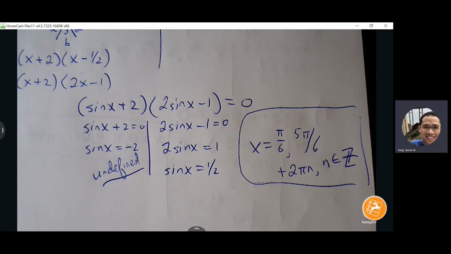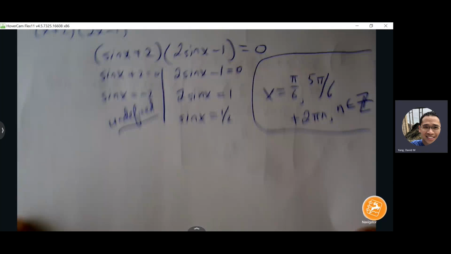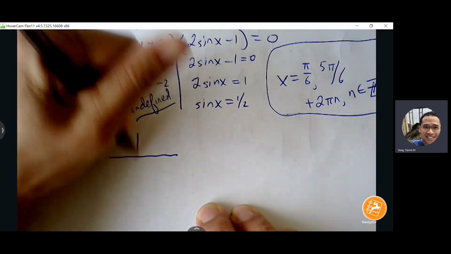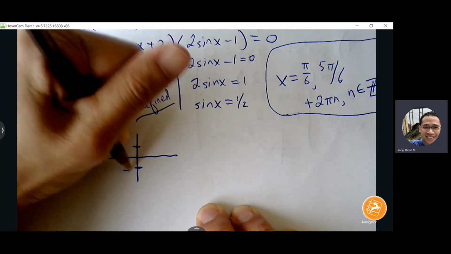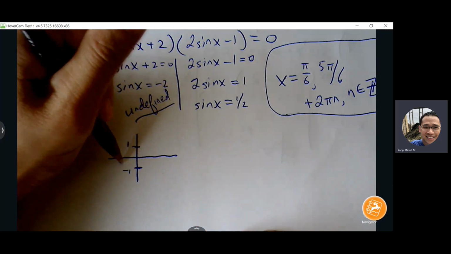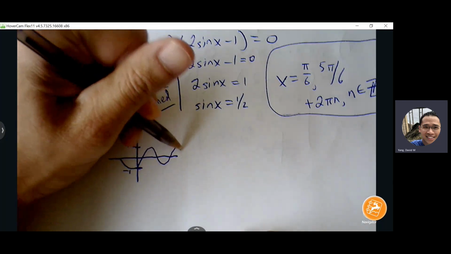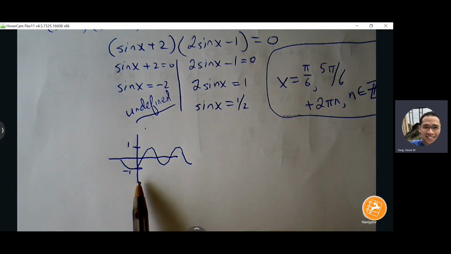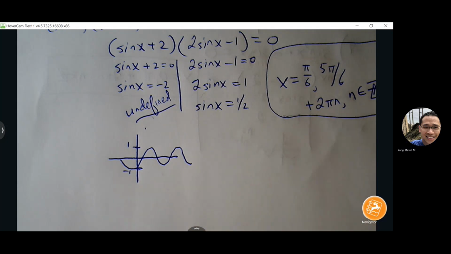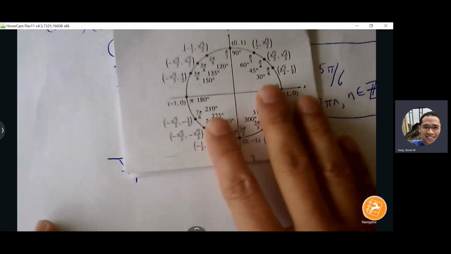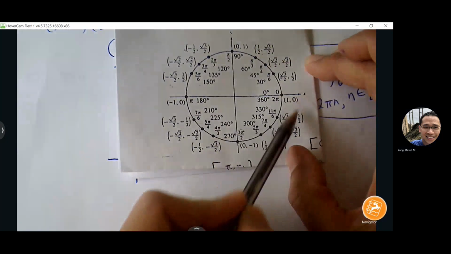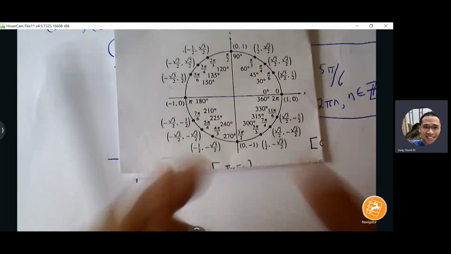I think all solutions is always just plus 2 pi n. It's 2 pi n, yeah. So if you look at the sine graph, your sine graph is only going to reach as high as negative 1 and 1. So it kind of hovers back and forth between those two. And so it's never going to reach as high or low as 2 or negative 2. It's just anything between negative 1 and 1. That's right. All these values are between negative 1 and 1.